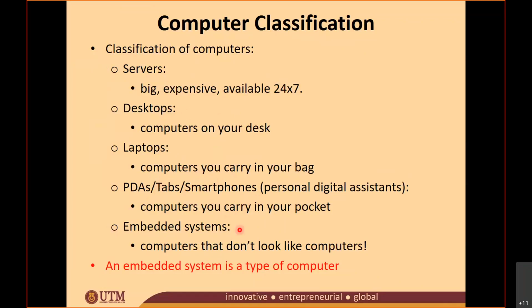And the last type of the computer is called an embedded system, in which this embedded system is a computer that doesn't look like a computer. Dia adalah komputer tapi dia tak kelihatan macam komputer. Contohnya, siapa nak bagi contoh embedded system? What is the example of embedded system?